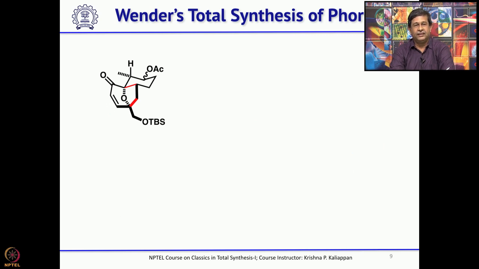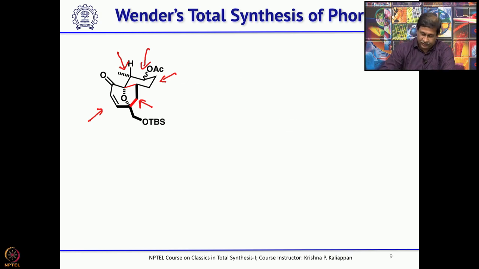Okay. It's a tricyclic compound. Then you get this 6-membered ring here, a 5-membered ring here, and another 6-membered ring. While doing that, what you can notice is this methyl group occupies the more stable equatorial position, and the acetate also, the major isomer has acetate in the equatorial position.